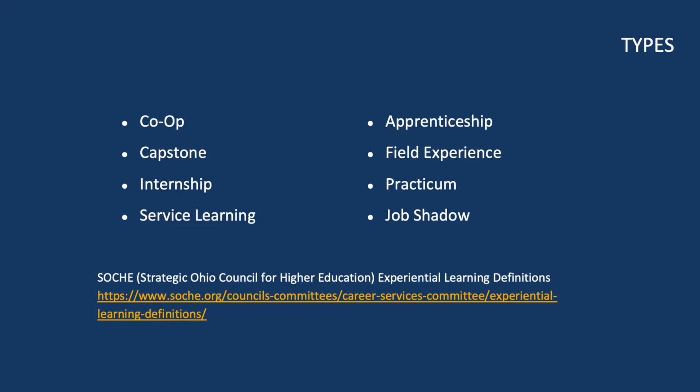SOCHE, or the Strategic Ohio Council for Higher Education, does a nice job exploring the differences between some of the types we have here on their website that I've linked at the bottom of this slide. In co-ops, we have a 50-50 partnership basically between the employer and academics, where the time working with the student is typically split equally between the two. In capstones, the work with business collaborators is happening in the classroom under the guidance of the instructor as a mentor during the process. In an internship, students typically work with the employer.